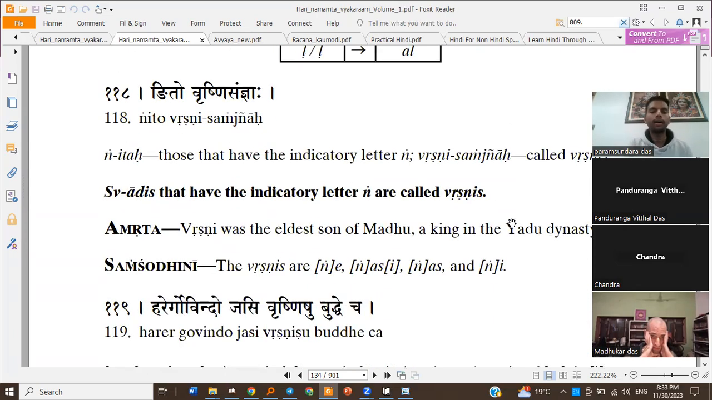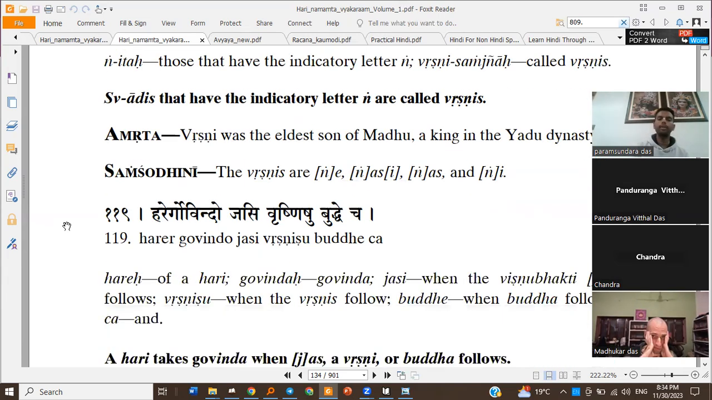Then Nito Vrishni Sangya. We studied the Yadus. Shas onwards, they are Yadus. Then this one is saying Nito Vrishni Sangya. Swadis, which means Suaujas, the Pratyayas that have the indicatory letter Nga. So out of all the 21 Pratyayas, those Pratyayas which have the indicatory letter Nga are called Vrishnis. So there are four of them: 4.1, 5.1, 6.1 and 7.1. Ne, Ngasi, Ngas and Ni. So those four are called Vrishnis. So we did Govinda, we did Vrishnis.